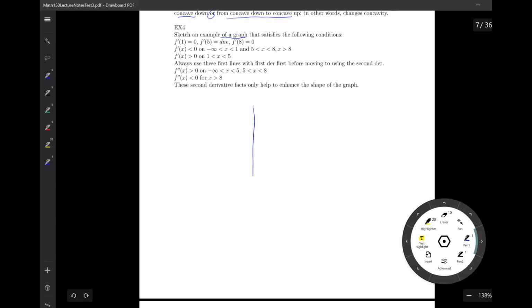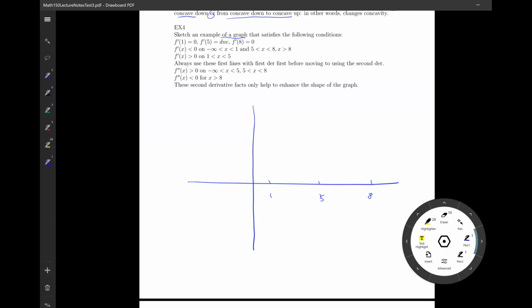All right, so let's get a little number line going, and let's make sure that we get the numbers that we're looking for. So 1, 5, and 8. Make sure they're far enough apart from each other so that I can have room to work, because I really didn't need this much of the x-axis over here.